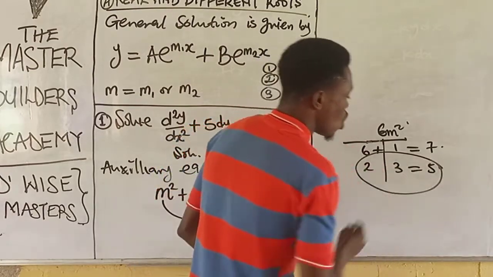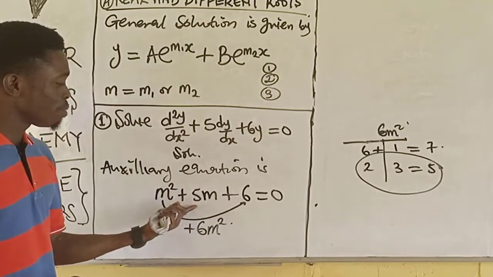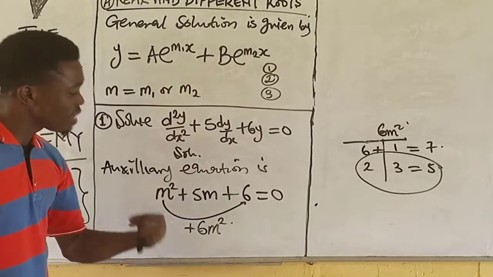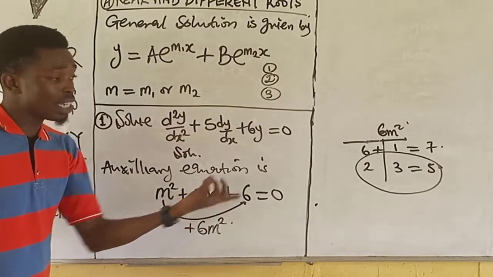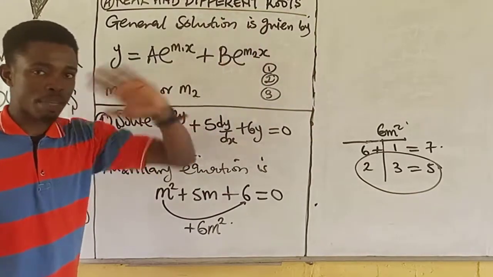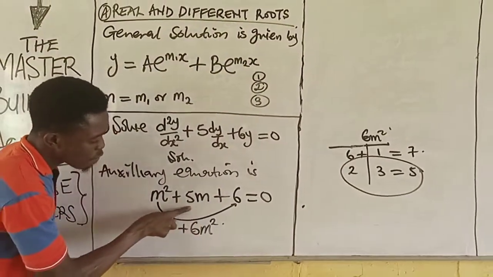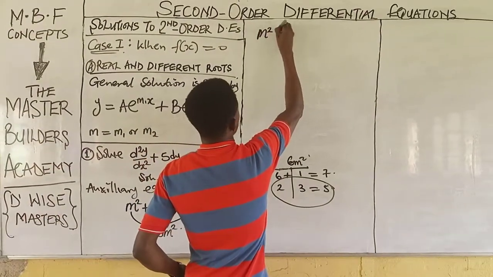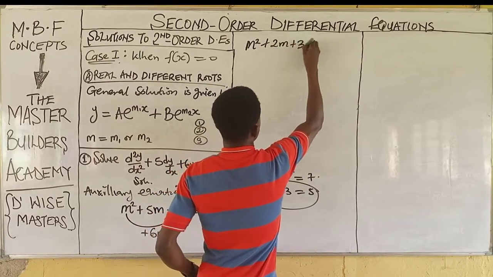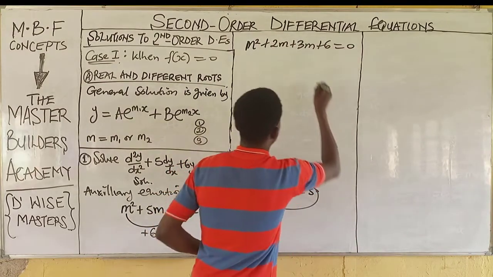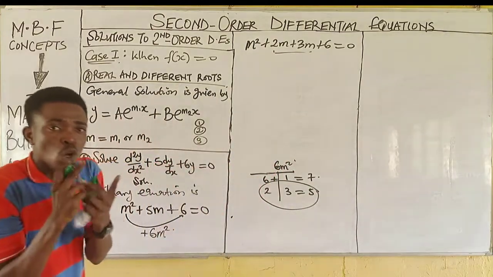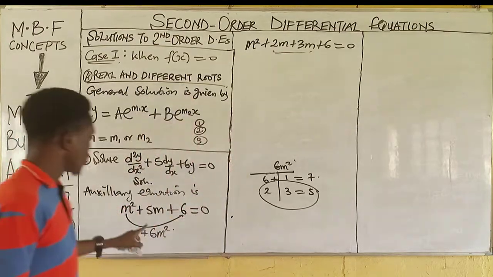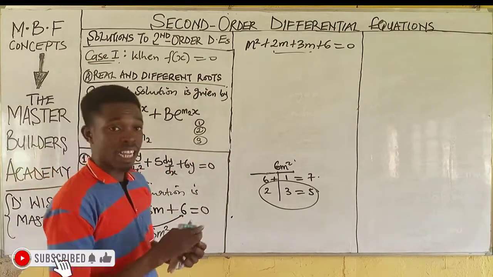That means I will go with the one whose sum gives me the middle term. If the middle term here is 7, I will go with 6 and 1. But now that the middle term is 5, I will go with 2 and 3. That's all about this. It's as simple as this. Therefore, I'm going to replace 5m with 2m and 3m. So we'll have m squared plus 2m plus 3m plus 6 is equal to 0. All I just did is to replace the middle term with 2 different terms, so that when you sum up those 2 terms together, it will give you the middle term back. So 2m plus 3m will give us 5m.